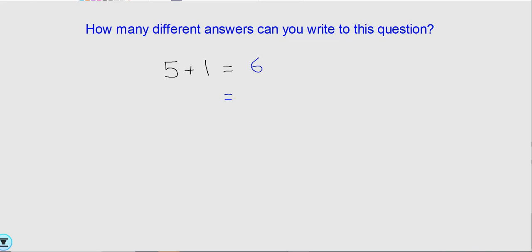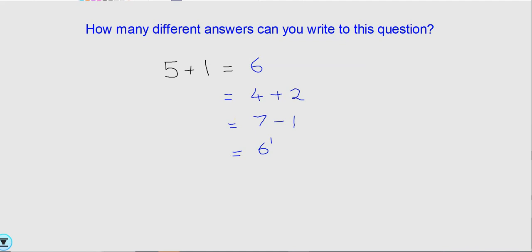Now, if you've had a think about it, maybe you've written something like this. Because 5 add 1 equals 4 add 2. We know that, don't we? There's actually an infinite amount of answers that we can do here. So for example, 7 take away 1. You can say 6 to the power of 1, something like that. Use some indices in there.